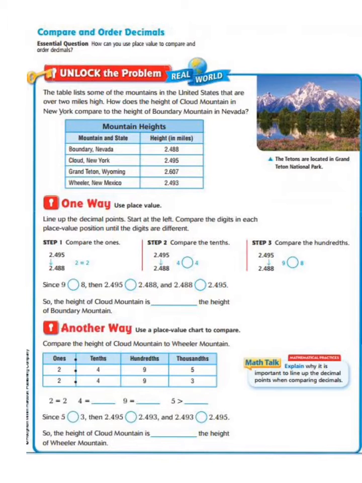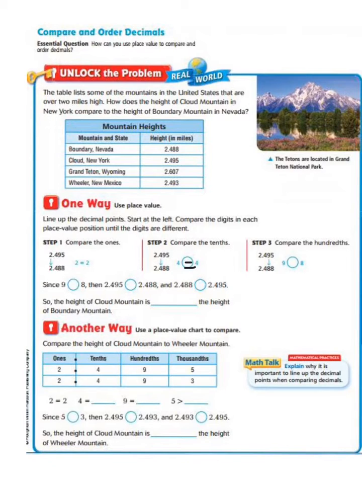So since we are comparing Cloud Mountain in New York at 2,495,000 to Boundary Mountain in Nevada at 2,488,000, we see that both of them have 2's. So 2 equals 2. So step 2 is to compare the tenths because we have to work our way right. So we see that this one has a 4 in the tenths place value, and this one has a 4 in the tenths place value. And therefore, 4 equals 4.